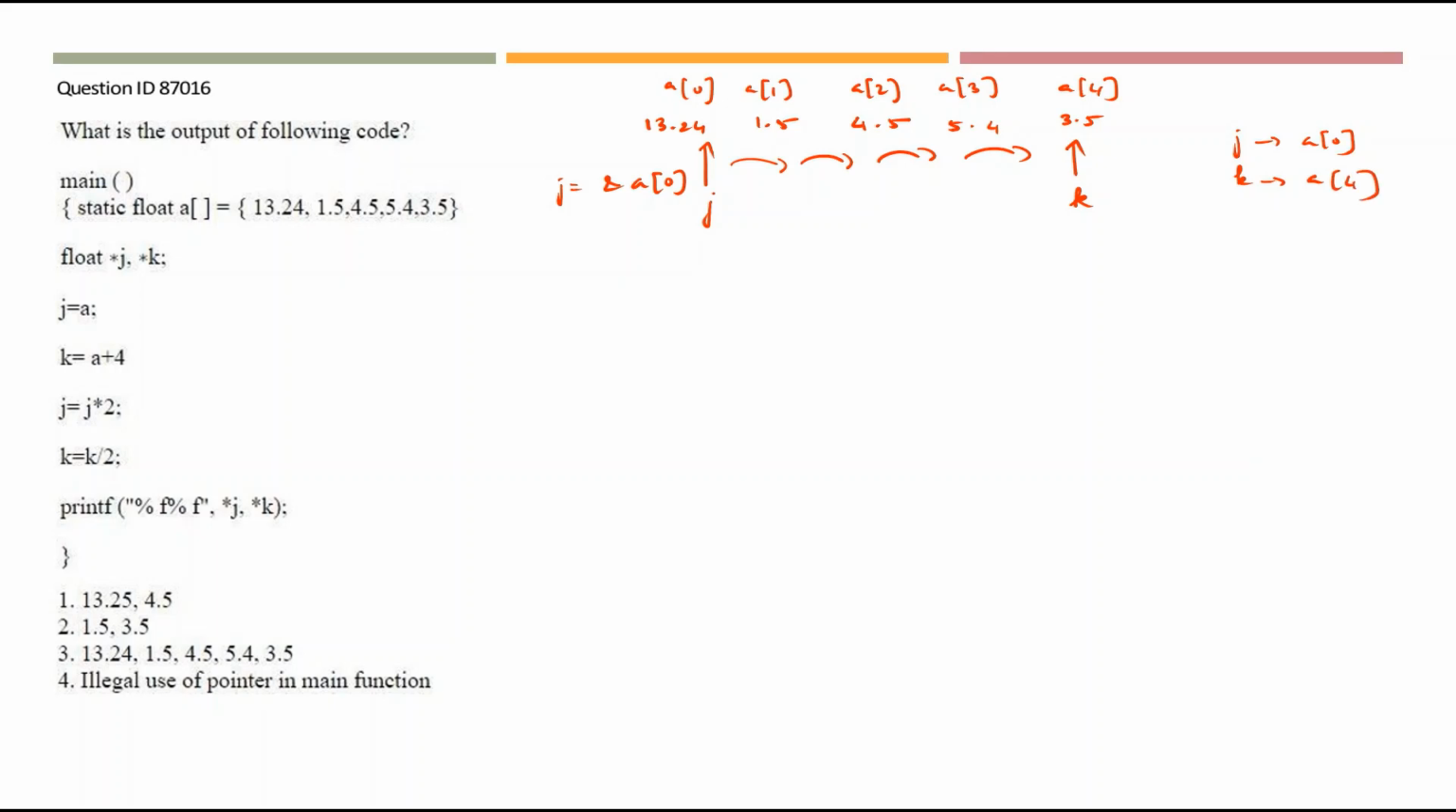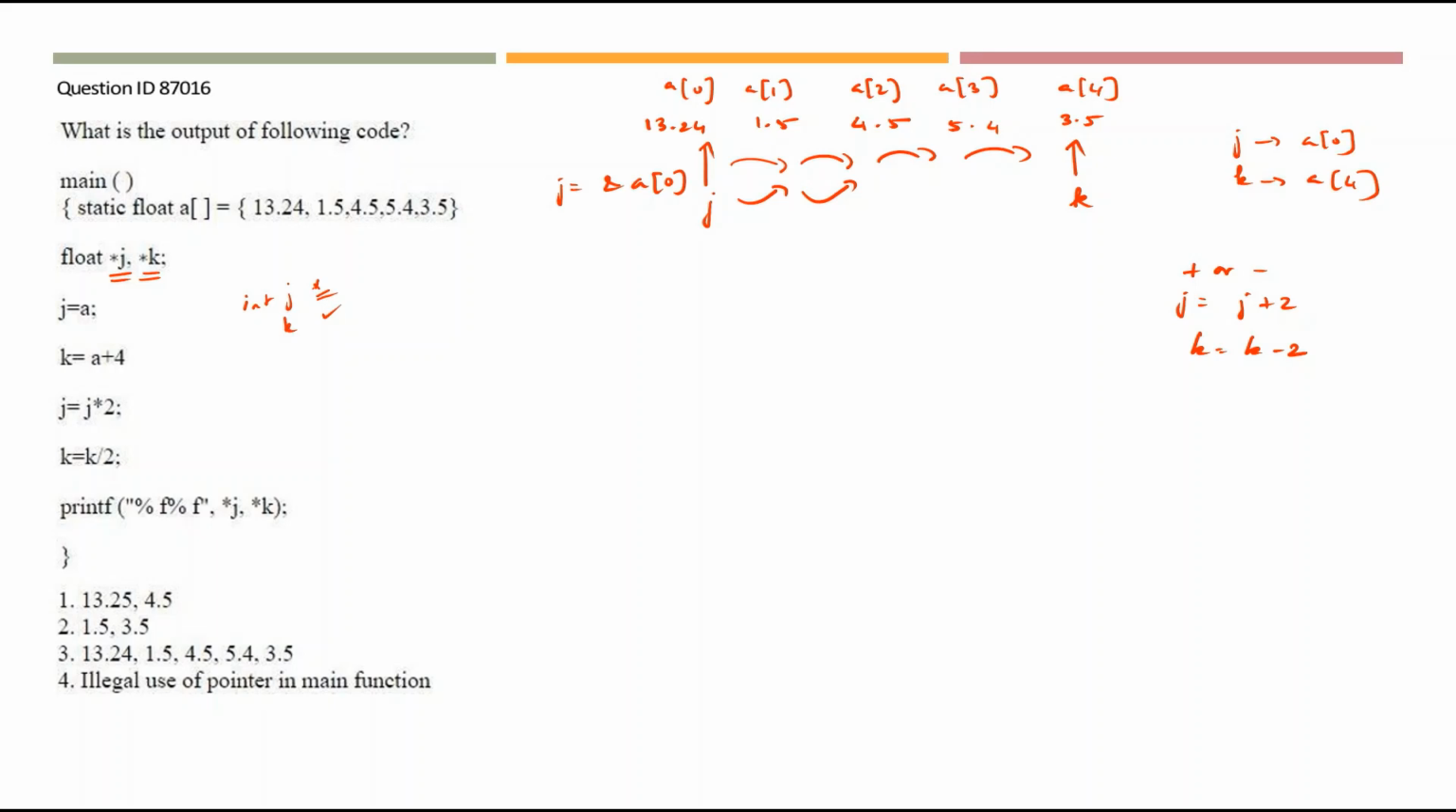J is equal to J into 2. K is equal to K divided by 2. If J is an integer or a float, this multiplication will be valid. If K is some other data type, it will be valid. But here they have declared them to be pointers. Pointer arithmetic is for plus or minus for binary operations. So if J is equal to J plus 2, it means it has to move 2 addresses. If K is equal to K minus 2, it has to move 2 addresses back.